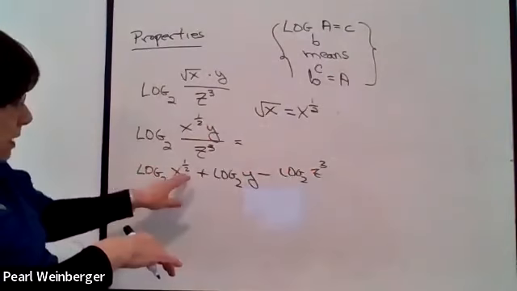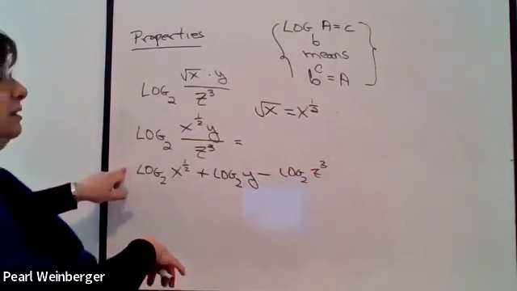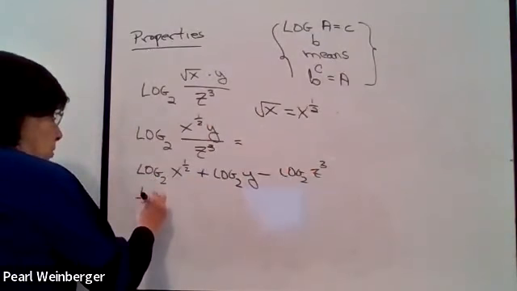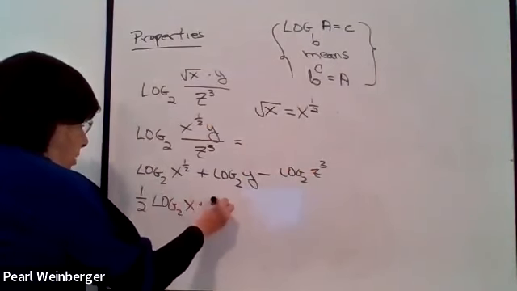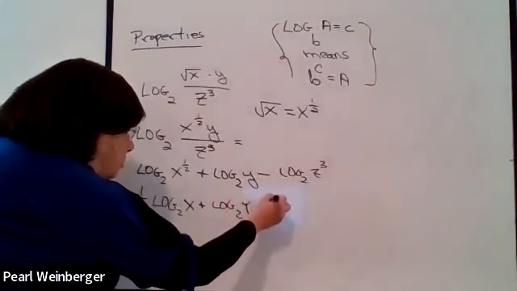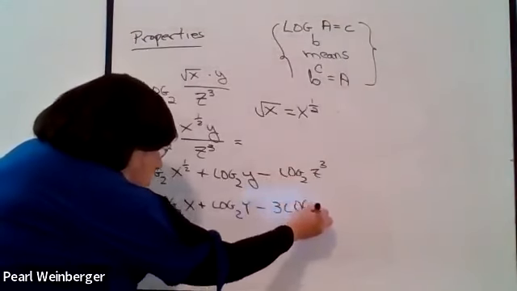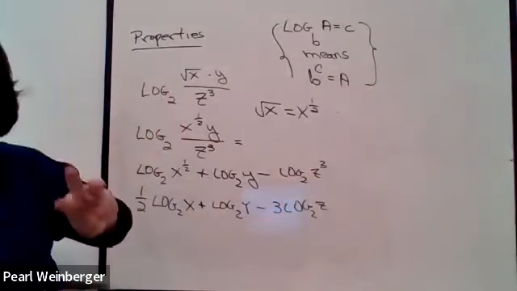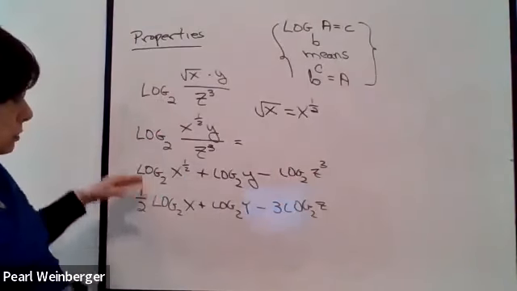Then I go back. At any place I see an exponent, I put the exponent in front as a coefficient. So this will become 1/2 log base 2 of x plus log base 2 of y minus 3, here's an exponent, so that has to go in front, log base 2 of z. All I'm doing is making use of those 3 rules of log arithmetic, or the properties of the logs.